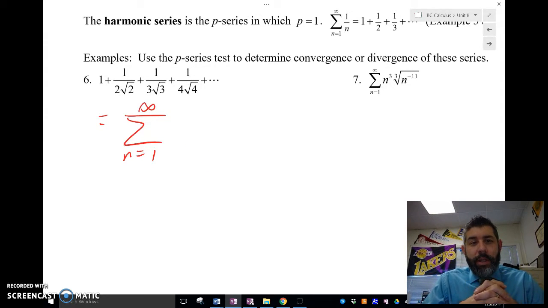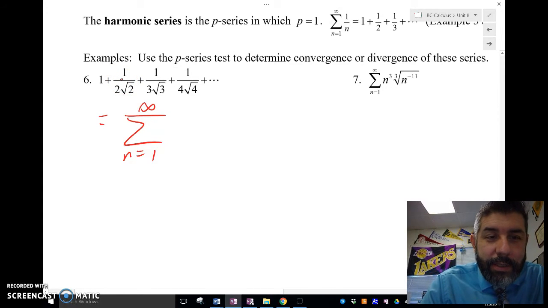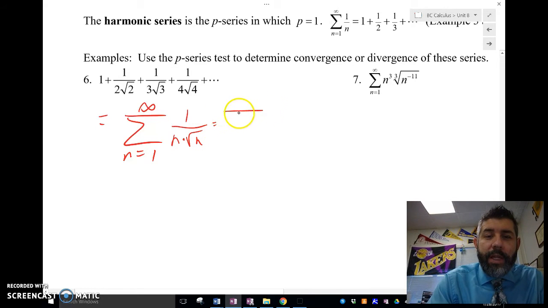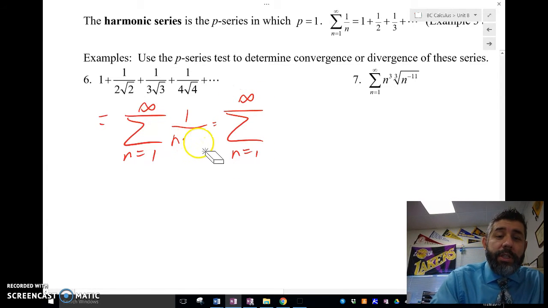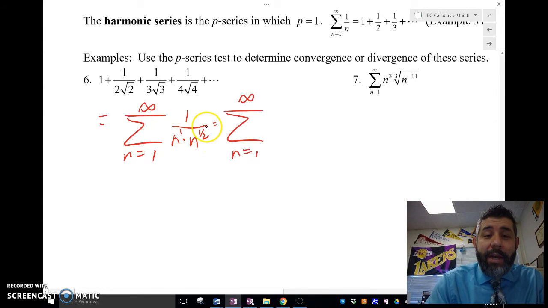So what's going on here? We've got 2 root 2, 3 root 3, 4 root 4. This is going to be 1 over n times root n, right? That's pretty easy to see. N root n. Well, let's simplify that a little bit more. N equals 1 to infinity. And let's change the square root of n to n to the 1/2. And then we add the exponents, and we get n to the 3/2.